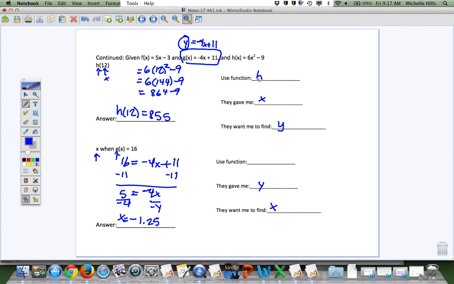So, which function are they asking me to use? Did they give me x or y? What are they asking me to find? And inside the answer blank, if they said h of 12, my answer is h of 12 equals something. If they said find x, my answer is x equals something.